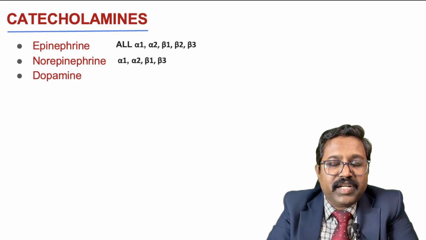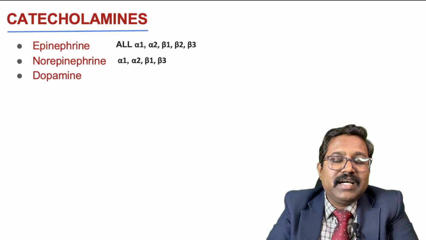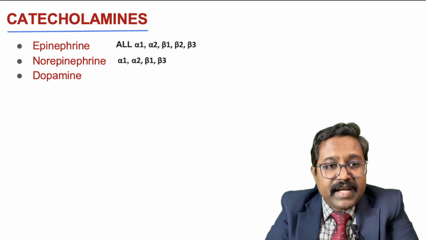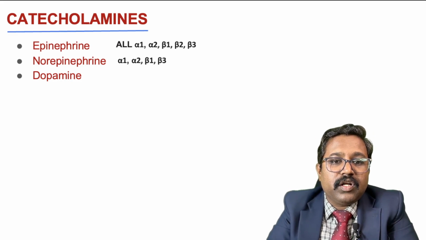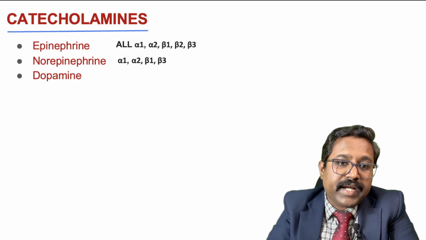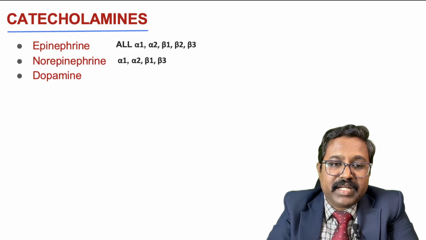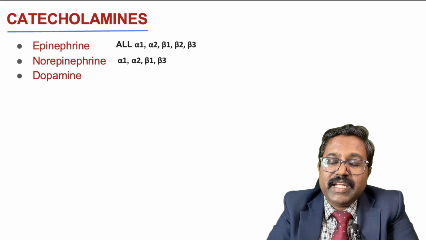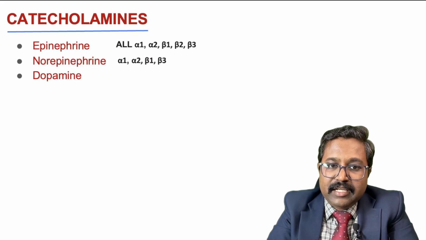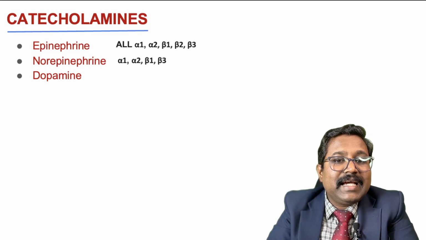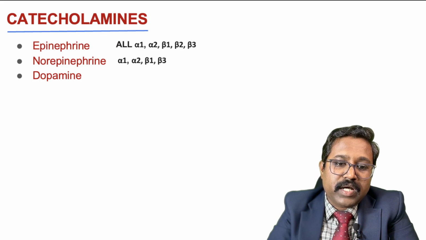whereas norepinephrine has a predominant action on the alpha receptors, especially on the alpha 1 receptors. Including alpha 1, they also act on alpha 2, beta 1 and beta 3, and it does not have any beta 2 activity. So please remember, norepinephrine is devoid of beta 2 action.